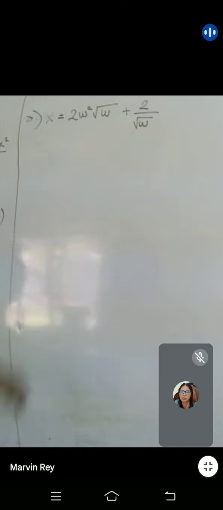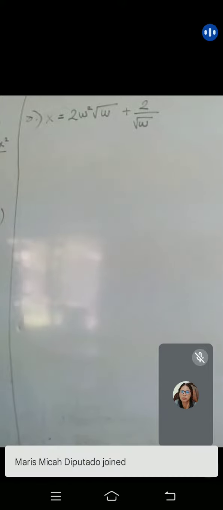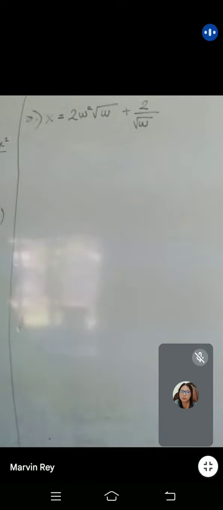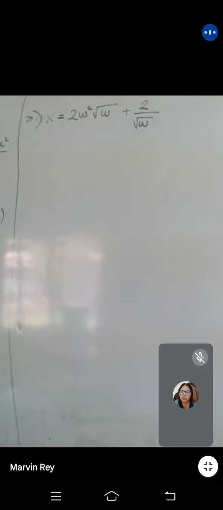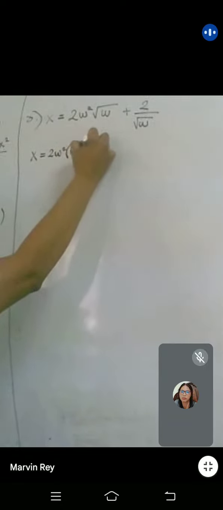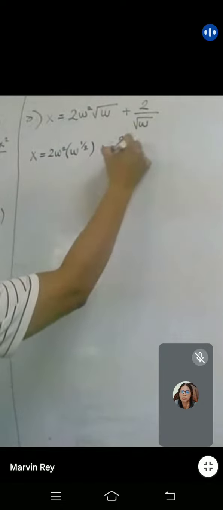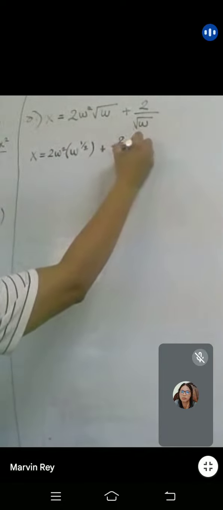So first, you cannot differentiate yet because there are radical expressions, radical signs. So therefore, you have to convert or eliminate the radical signs. How? You have to convert into exponents first. So 2w squared times w raised to the power of 1 half, since it is a square root. Plus 2 all over w to the 1 half.